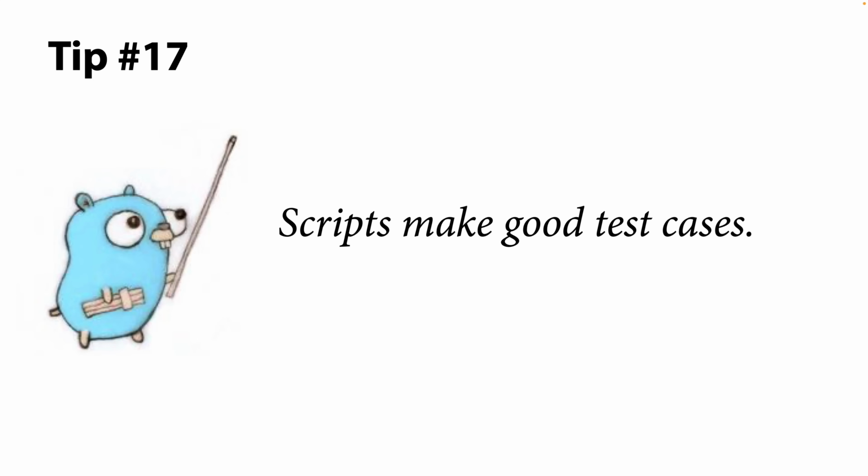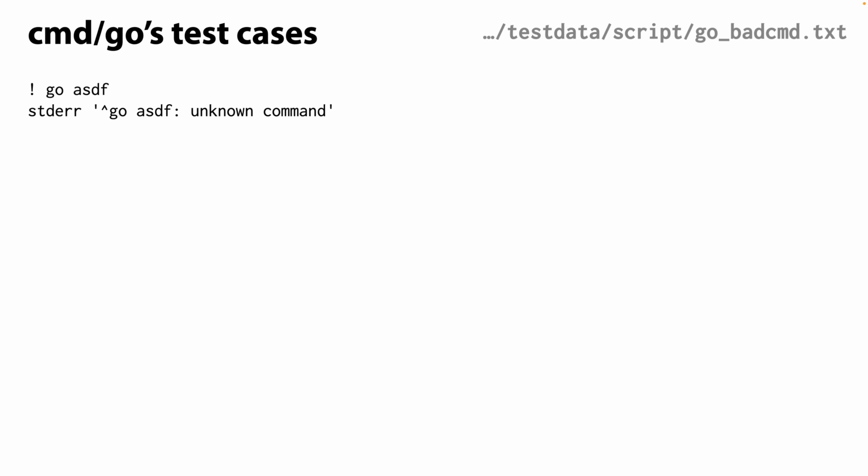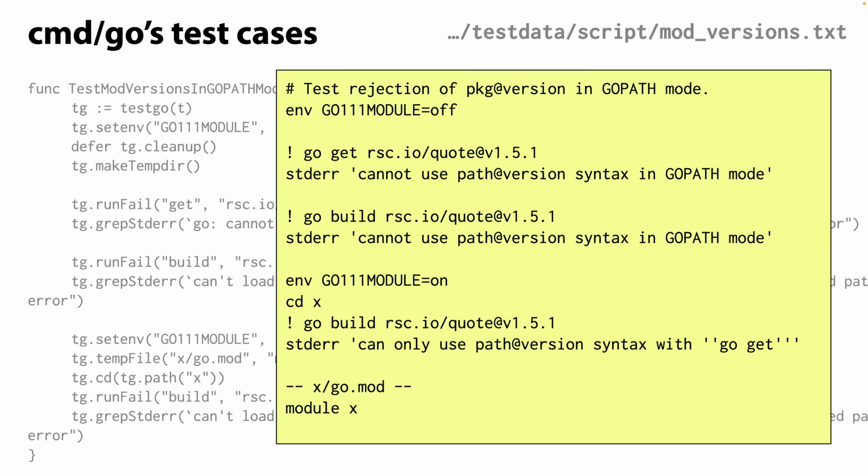Tip number 17, scripts make good tests. These scripts make it incredibly easy to add a new test case. Here's our smallest test, 2 lines. I added this one recently after I broke the error message that gets printed for an unknown command. In all, we have over 700 of these script tests, ranging from 2 lines to over 500 lines.